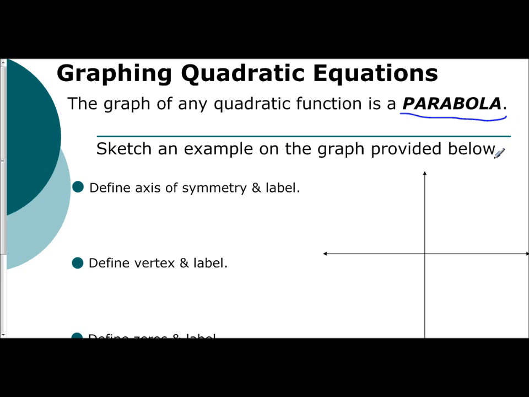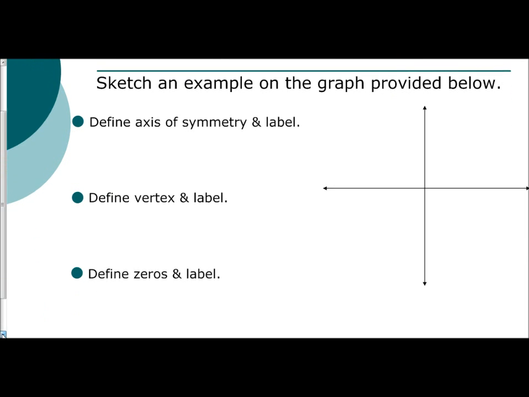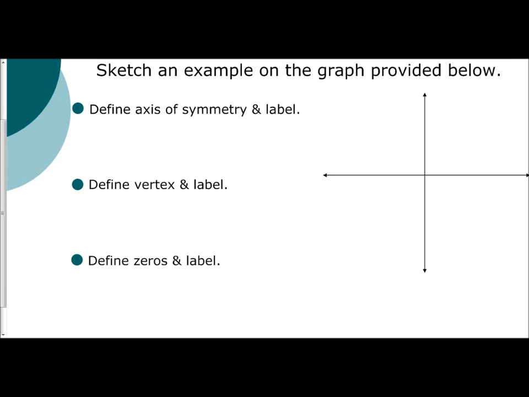So on this graph provided, I'm going to sketch a parabola, and in that parabola we are going to label and define all of the parts. So it's any parabola, doesn't matter what I have. So here is my parabola. I want to define the axis of symmetry and label it. So remember, the axis of symmetry cuts the image in half.